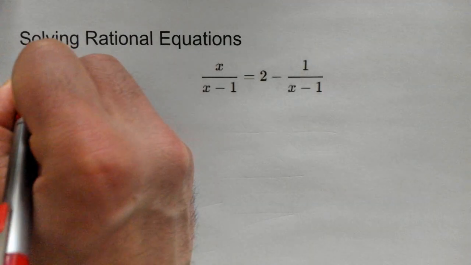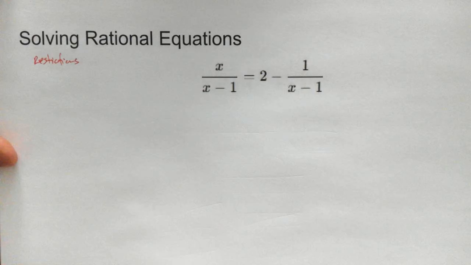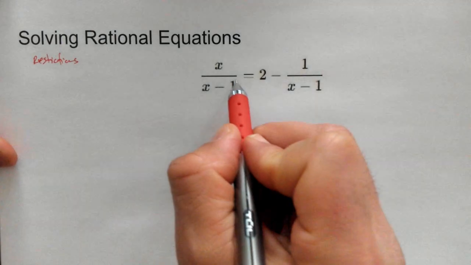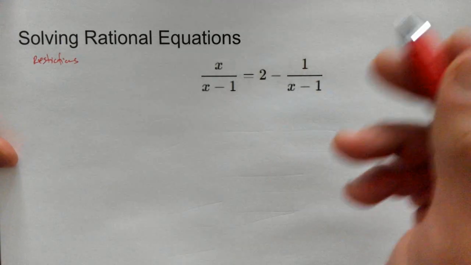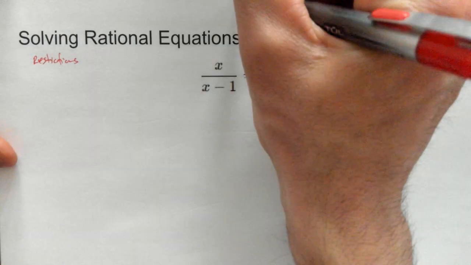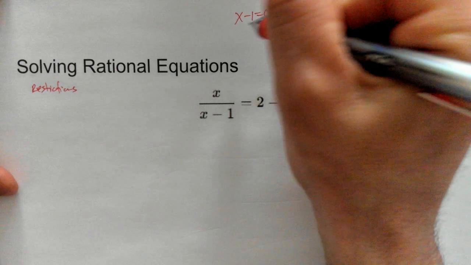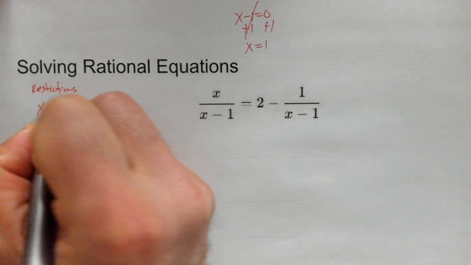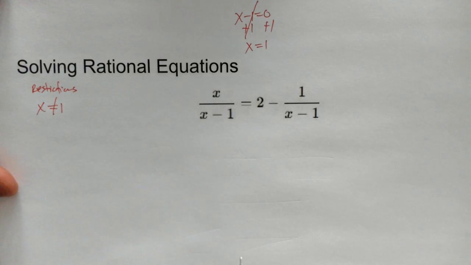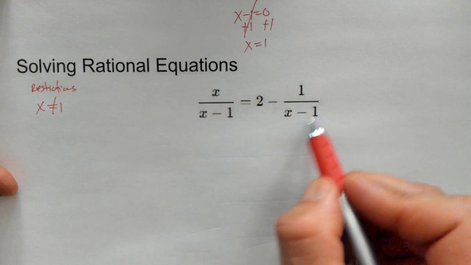So, what are my restrictions? Set the denominators equal to 0. And there's only one unique value here, right? X minus 1. Set it equal to 0. When I move this over, x cannot equal 1, right? 1 minus 1 is 0, and that's an error.